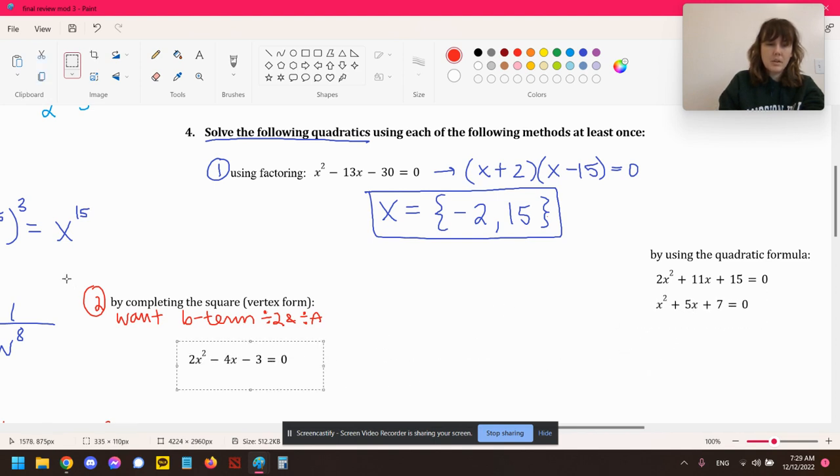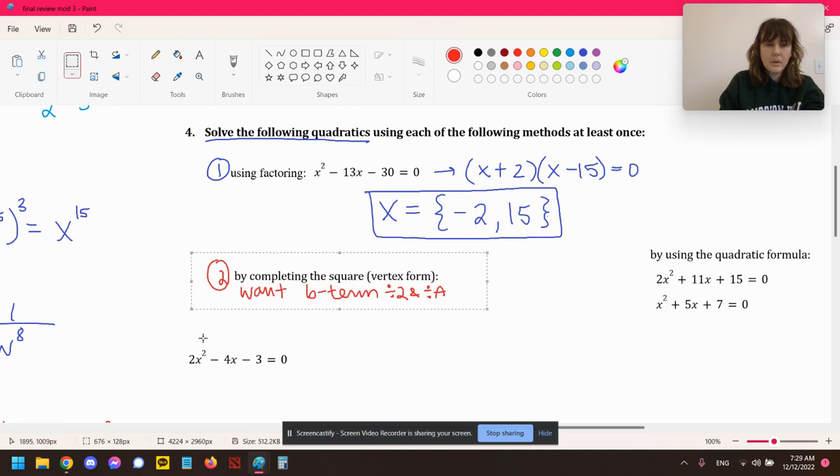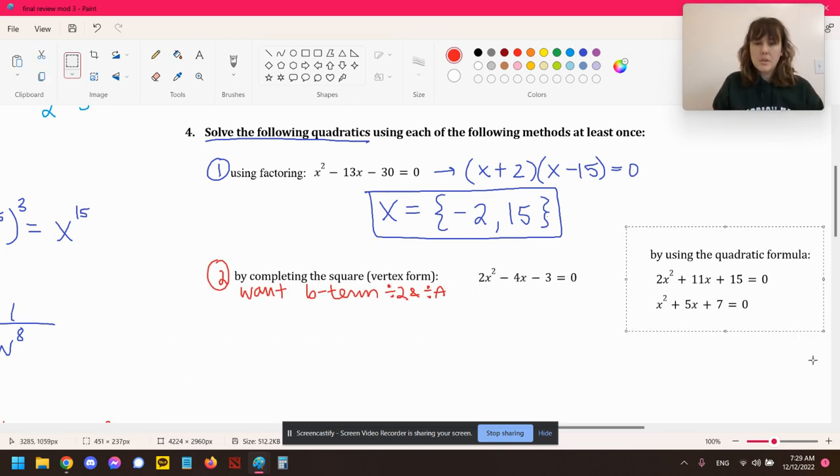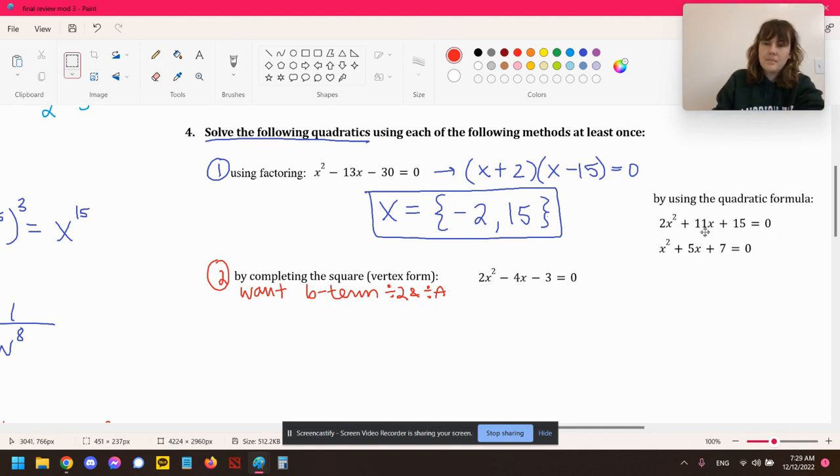This one I'm going to use as my completing the square one, right? Because when I divide -4 by 2, just in general, I get -2. And then when I divide it by a, which is -2 again, I get -1. Not a fraction, not a decimal.